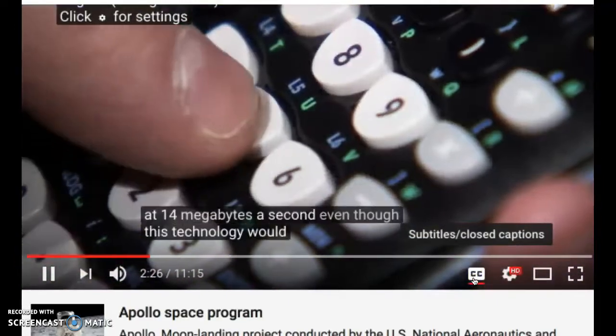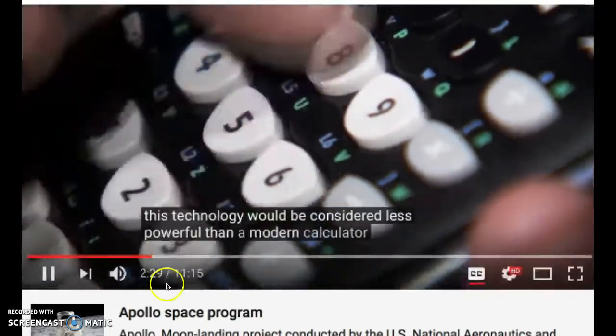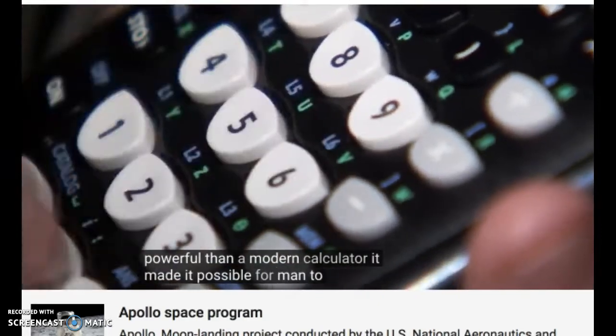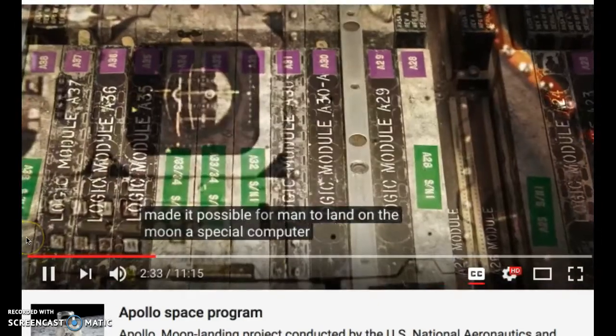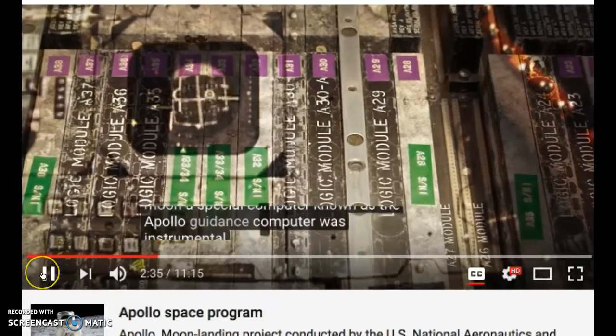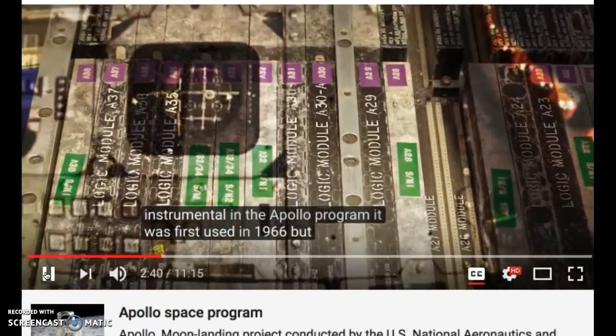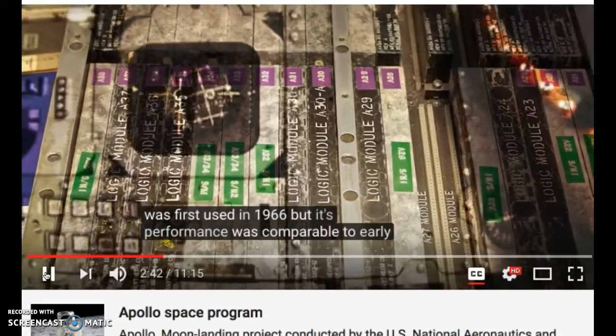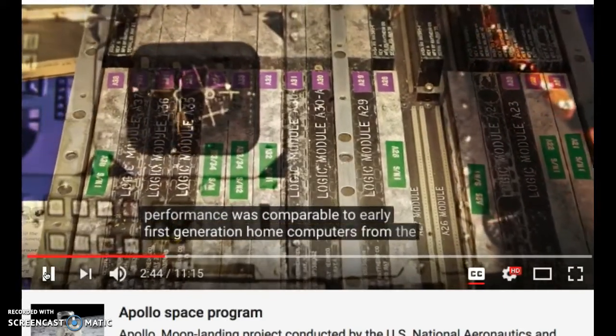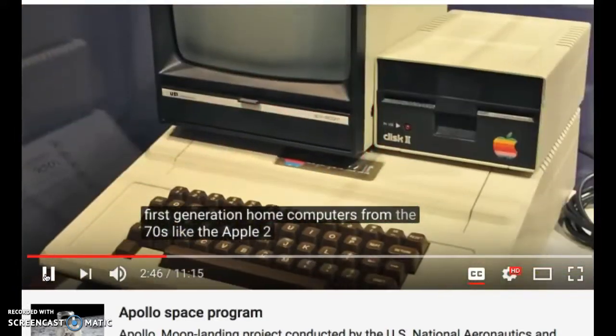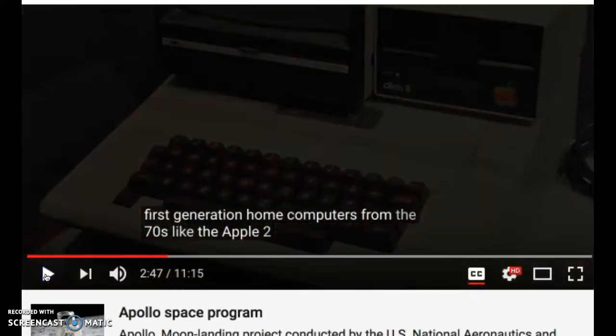Even though this technology would be considered less powerful than a modern calculator, it made it possible for man to land on the moon. A special computer known as the Apollo Guidance Computer was instrumental in the Apollo program. It was first used in 1966, but its performance was comparable to early first-generation home computers from the 70s, like the Apple II. Wow, can you imagine that something that old could get us to the moon? But we did get to the moon.